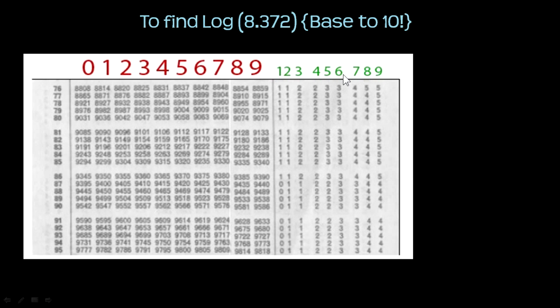So in the log table, ignore the decimal and find the first two numbers. It's 83, find it here.